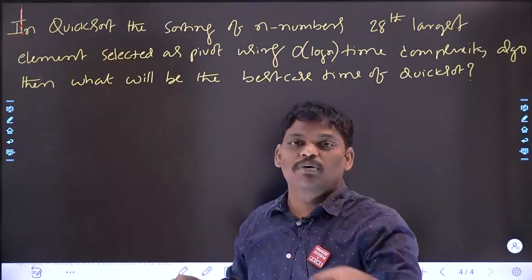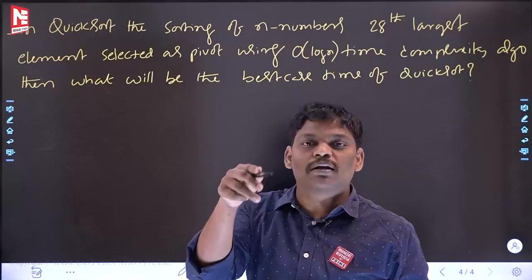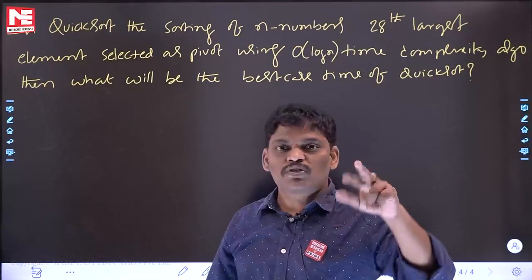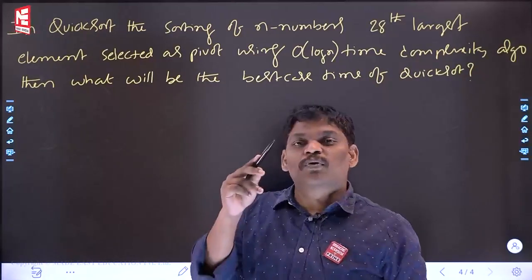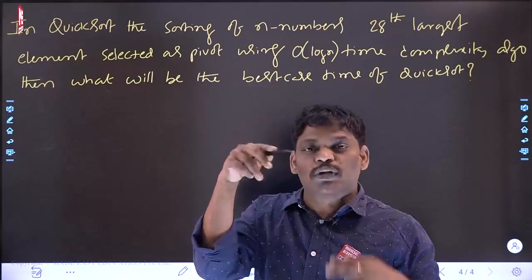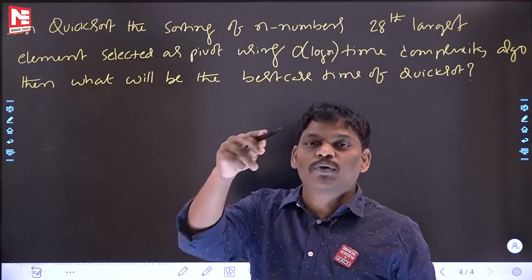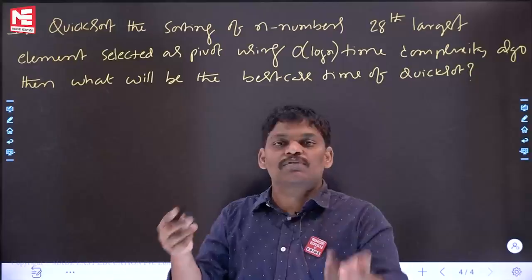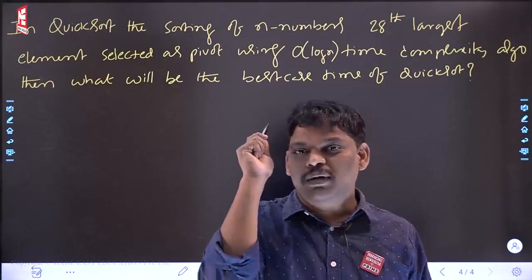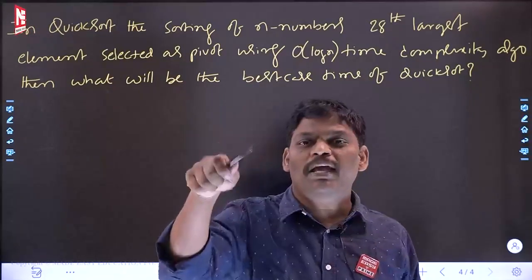Try to remember, the nth smallest element is nothing but the largest element. First smallest element is small, nth smallest means large. What is the meaning? If you take the nth smallest element as a pivot, you will go to first place from the last. Another way of saying it: if you take the first largest element as a pivot, you will go to first place from the last.